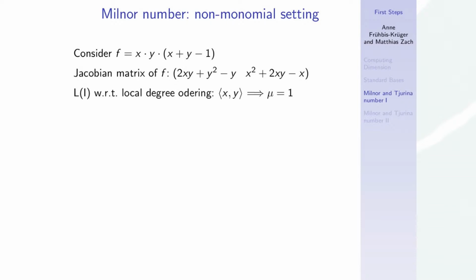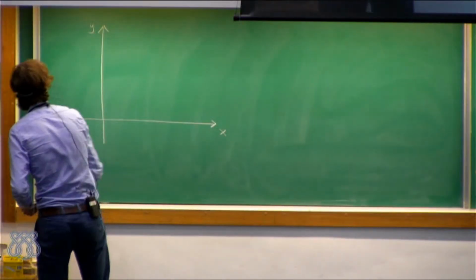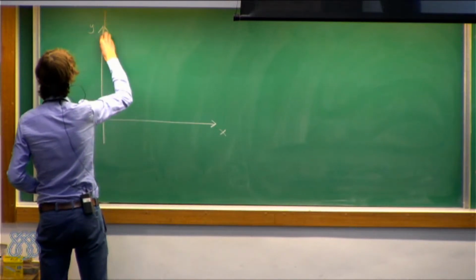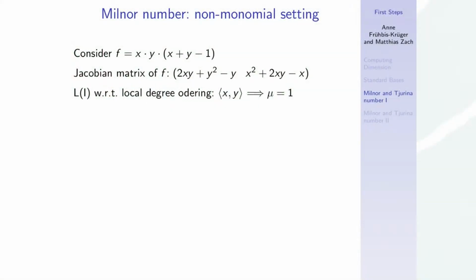For ZF up here, we determine the Jacobian matrix. So we take the partial derivatives. You see them here. Now we take a local degree ordering. The picture is coming, Matthias. Okay. So we take a local degree ordering.